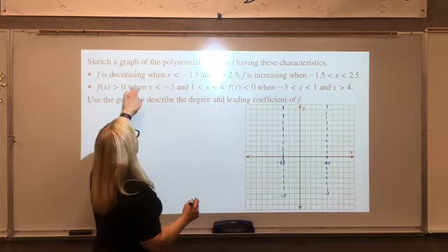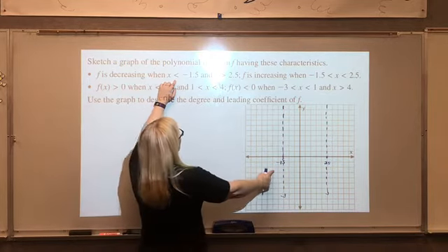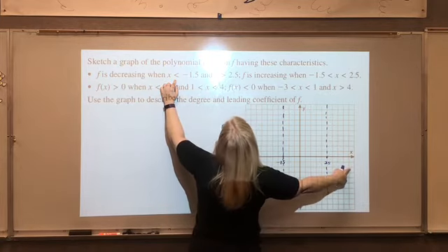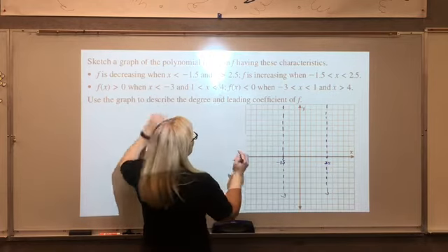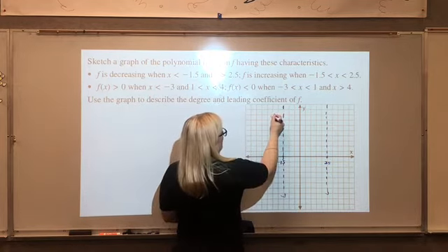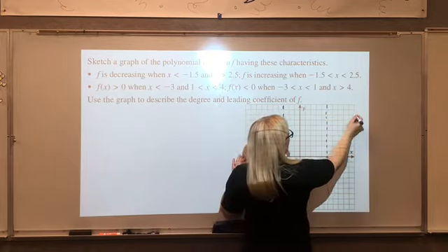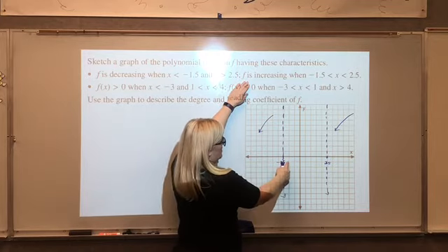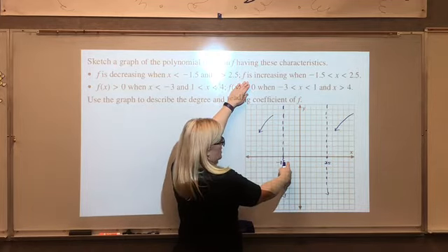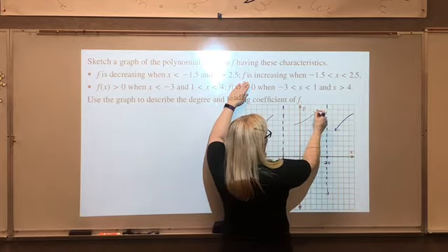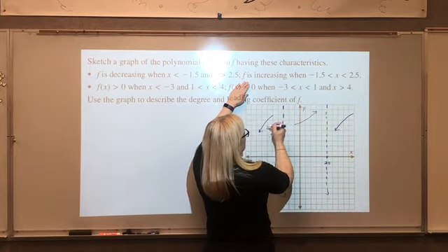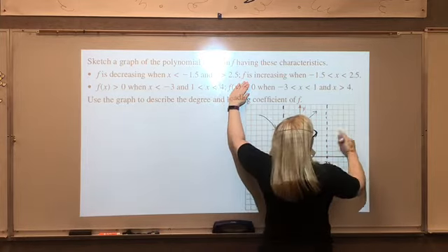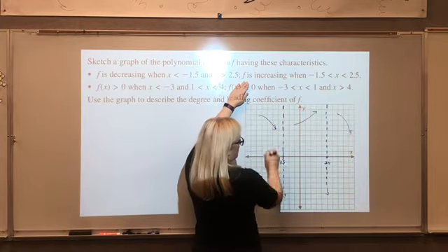It says that when x is less than negative 1.5, so this area right here, and greater than 2.5, it's decreasing. So in this area it's going to decrease, and in this area it's going to decrease, which means f is increasing between this area and this area. So it's going up here, and that makes sense. Actually, I should do it this way, I apologize. This way and this way. Okay, so it's going to look like this.